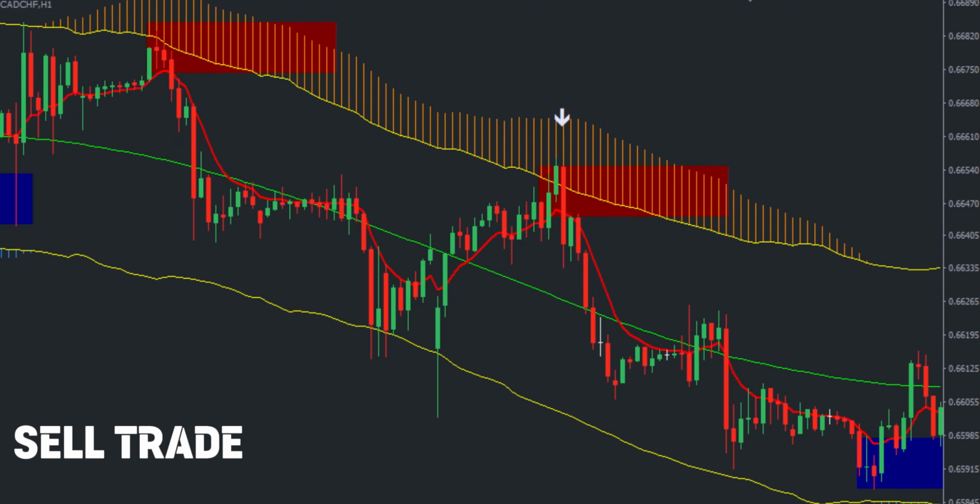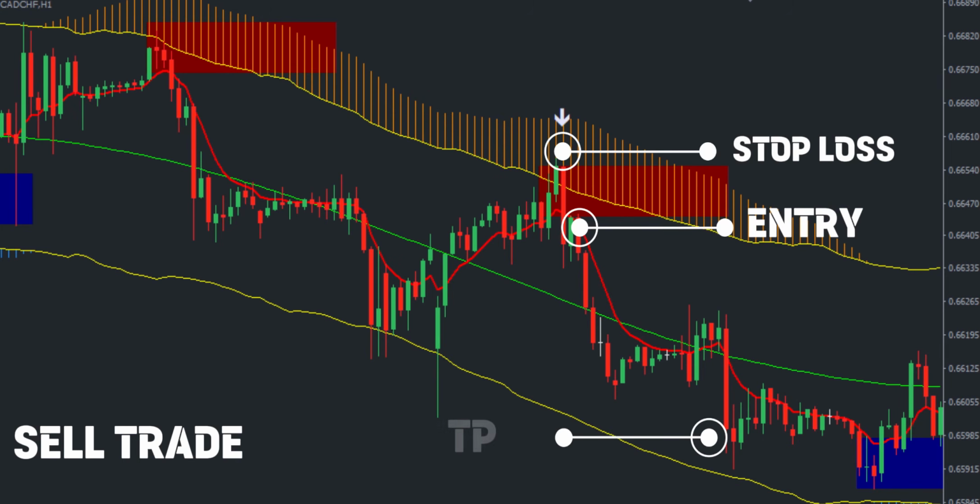Guys, when all these criteria have been met, we simply place our entry right here, our stop loss above the high, and we target a 1 to 3 as our take profit ratio. So guys, go ahead to backtest this strategy, front test this strategy. I can guarantee you it will change the way you trade. As always, invest safe.